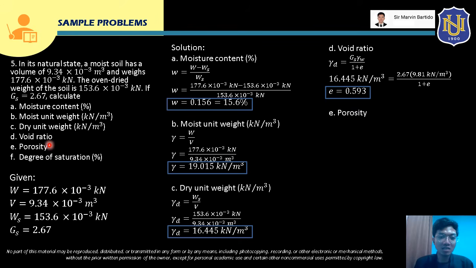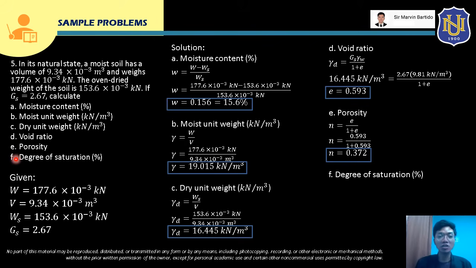Now, for porosity, that is for letter E. So we can actually solve porosity using the value that we solved for void ratio. Diba? Merong relationship class ang porosity at saka void ratio. So we can use that. No? So we can use N is equal to E over 1 plus E. Or pwede rin naman class yung E is equal to, tama ba yun? N over 1 minus N ata yun, no? So, if I'm not mistaken. Pero, eto, pwede natin ito gamitin class. Yung N is equal to E over 1 plus E. So, we just substitute the value of void ratio that we solved from letter D. No? Substitute lang natin. And we can solve for N. So, solving for N, this is just 0.372.